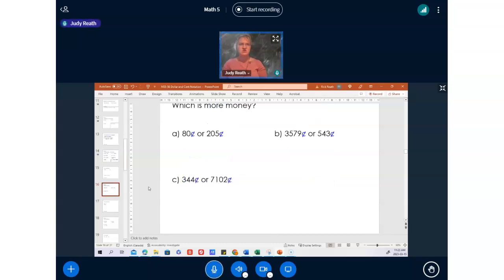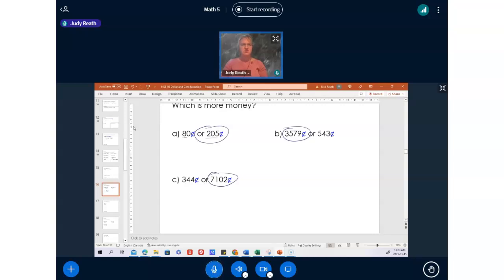Now they're asking us here which one is more money, 80 cents or 205 cents. Well, it's pretty simple to see 200 is more than 80, right? So 200 is definitely the bigger amount. Here we have 3,579 cents or 543 cents. Obviously 3,000 is bigger. Watch your place value and you've got it. 344 cents or 7,102 cents. Again, just a matter of watching your place value on those, okay?